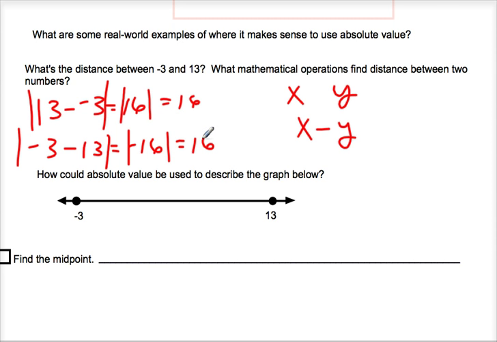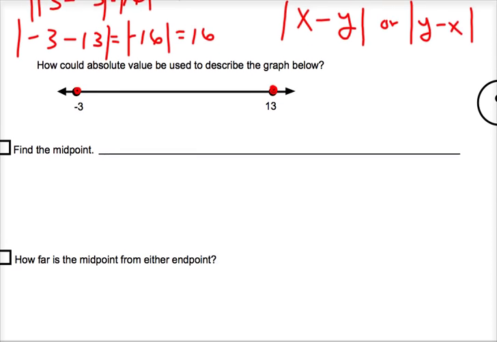So how do you find the distance between two numbers? You subtract them and then take the absolute value. And if you do that, it doesn't matter which order those terms are in. So down here I've got 2 points. I've got my -3, I've got my 13, and I'm going to show you how to write an absolute value function for that.